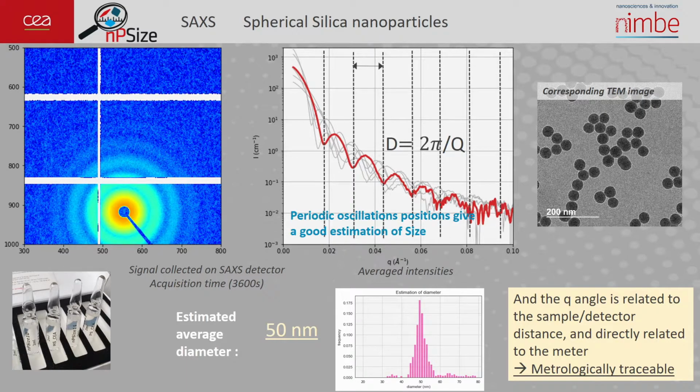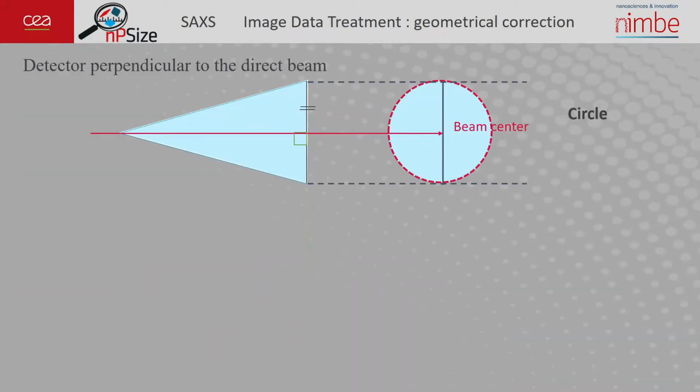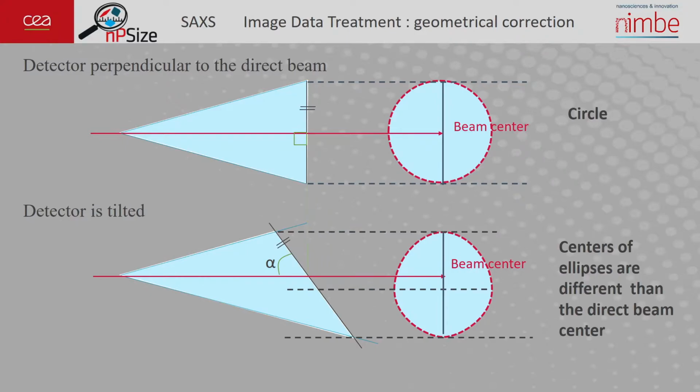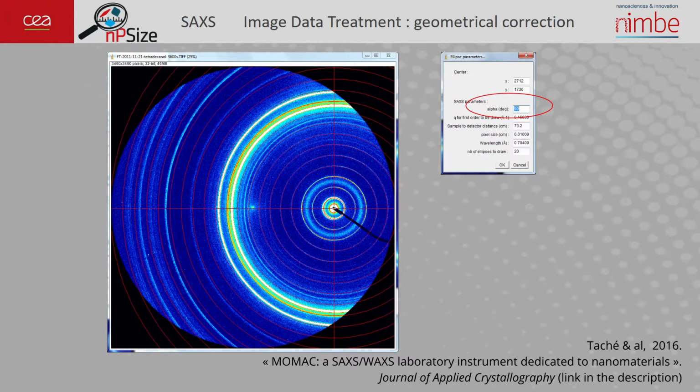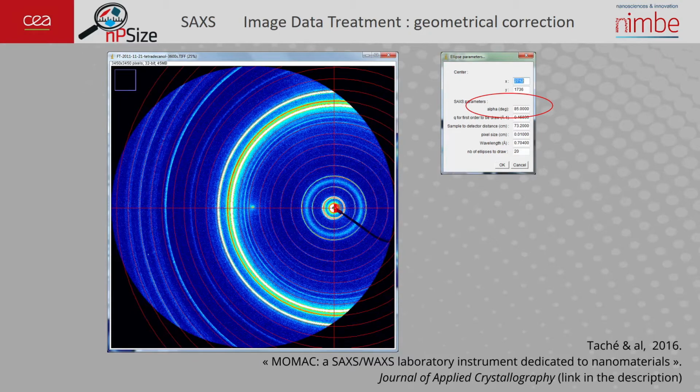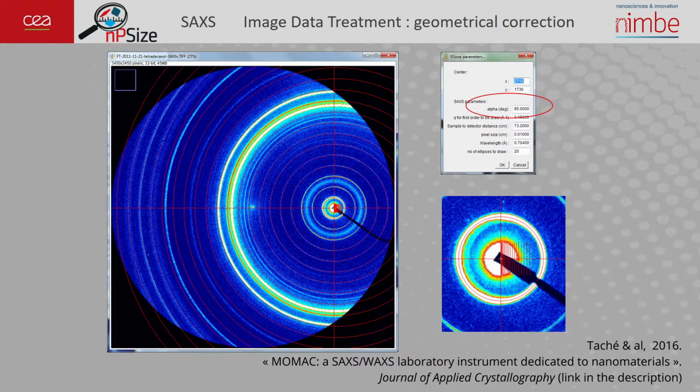For transforming the SAXS rings into a SAXS diagram, we also need to take care of the instrument geometry. In the case of a perfect detector perpendicular to the direct beam, the signal will give perfect circles. But in most instruments, the geometry is not perfect and the detector is tilted. The signal will give a complicated ellipse. One needs to determine that. Here is an example of an image where the detector has a tilt of only 5 degrees, and this moves the ellipse center.